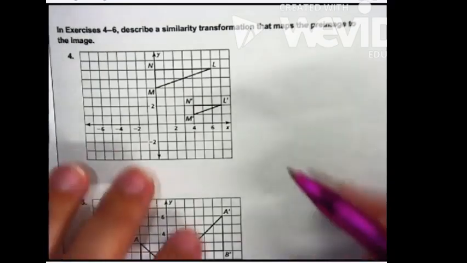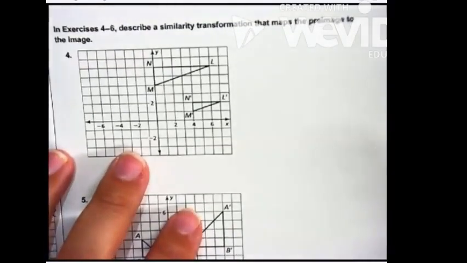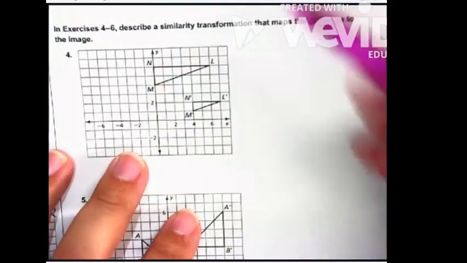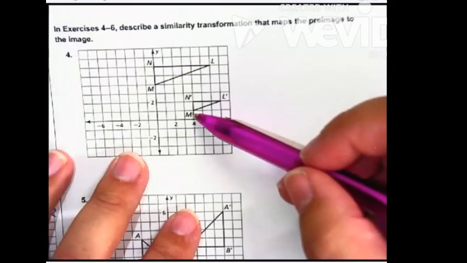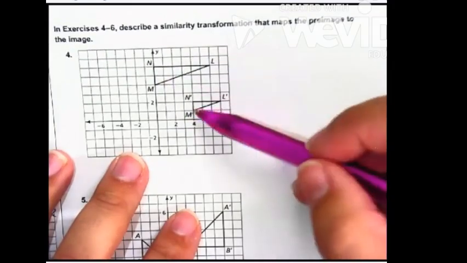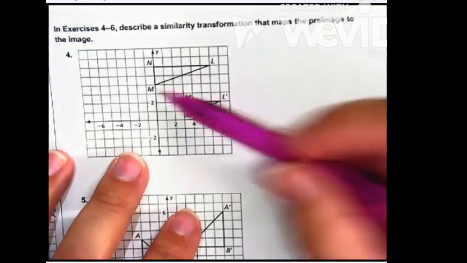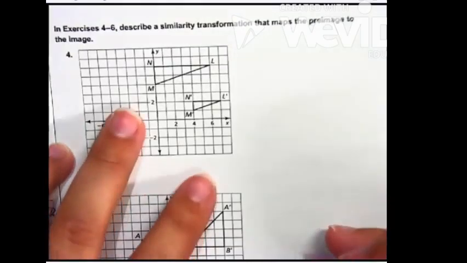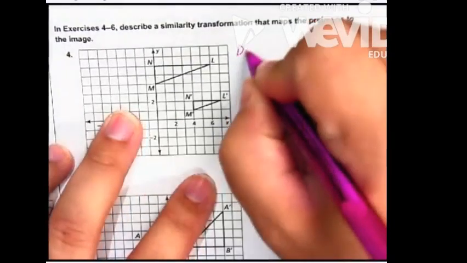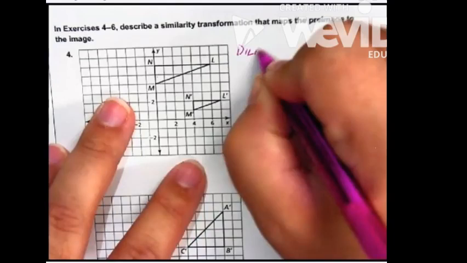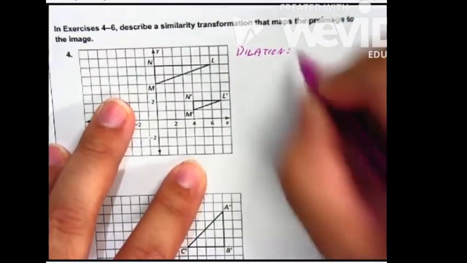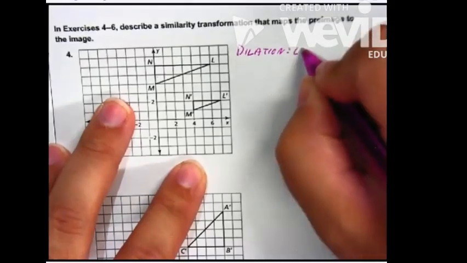Okay. So taking a look at this, we're just going to pick one side. It doesn't matter. We'll just use NM. NM is 2 units long. That corresponds with N prime M prime, which is 1 unit long. So to change this to that, our image is half as long as the original. So that means I need a dilation. So I'm going to do this here. Dilation. And we're going to center it at 0, 0.